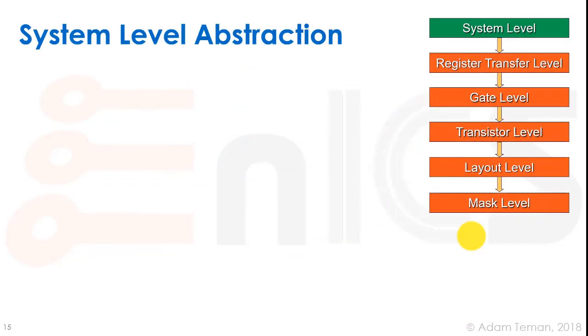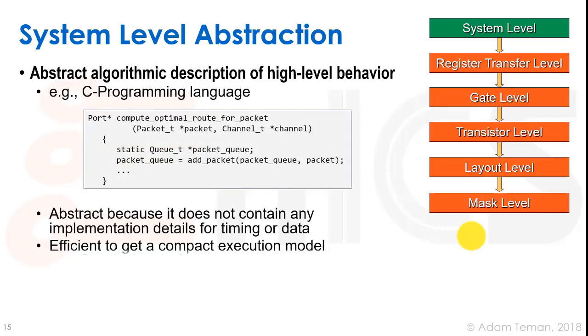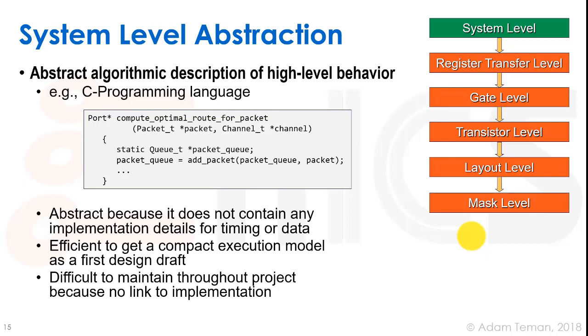So let's start going over these different levels for a quick moment. System level abstraction is out of the scope of this course, but just to talk about it, we have some algorithm or application, and we describe it at a high level, for instance with C or SystemC or some other programming language. It's very abstract because it doesn't have any implementation details or timing inside, and it's very efficient to start up and make a compact execution model as a first design. That shows us how the thing is going to work and what it's going to do. But it's difficult to maintain throughout the project because there is no link to implementation. It's a very high level thing. If you want to learn about it, I suggest taking an embedded systems course.